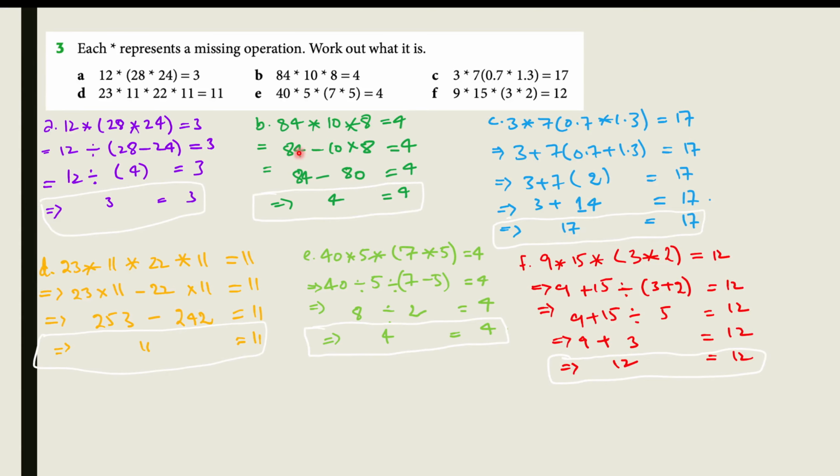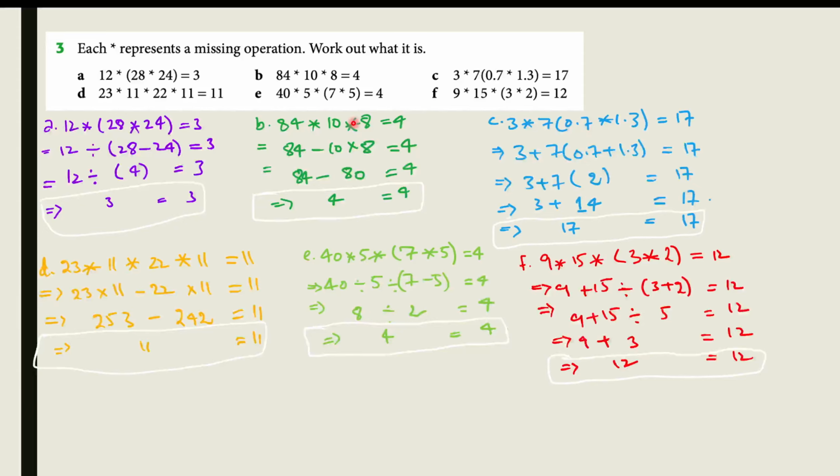This is the B equation, I would say. We have 84 * 10 * 8 equal to 4. So what can we do that we get 4 on the right hand side? So we have 10 and 8. If we do the addition, let's say 10 plus 8, it will become 18. If we do 10 minus 8, it will become 2.